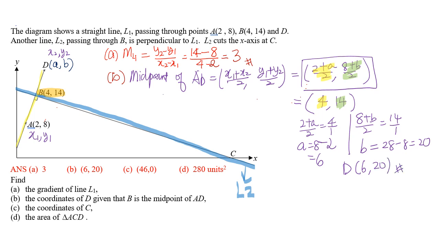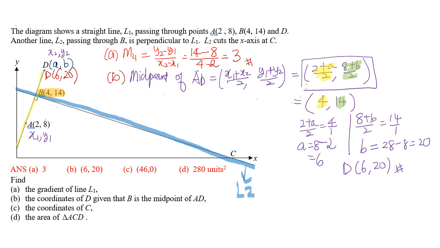All right, so that's how you find your part B. We have found the values there already, so we can just plug in the value. So your point D is (6, 20). All right, so that is part B.